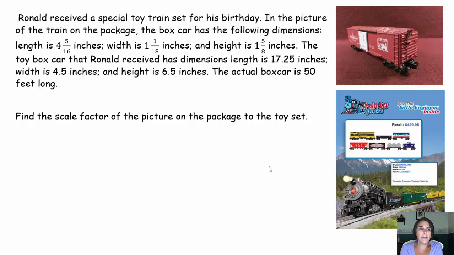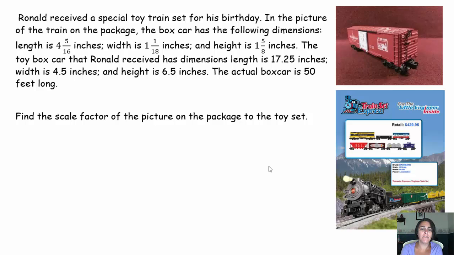In the picture of the train on the package, the boxcar has the following dimensions. The length is 4 5/16 inches. The width is 1 1/18 inches. And the height is 1 5/8 inches. The toy boxcar that's actually inside the box has dimensions: length of 7.25 inches, width of 4.5 inches, and a height of 6.5 inches. The actual real-life boxcar is 50 feet long.